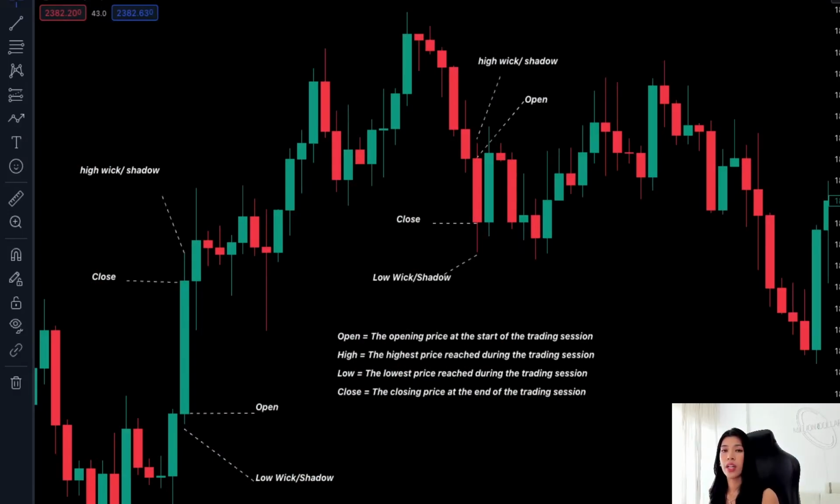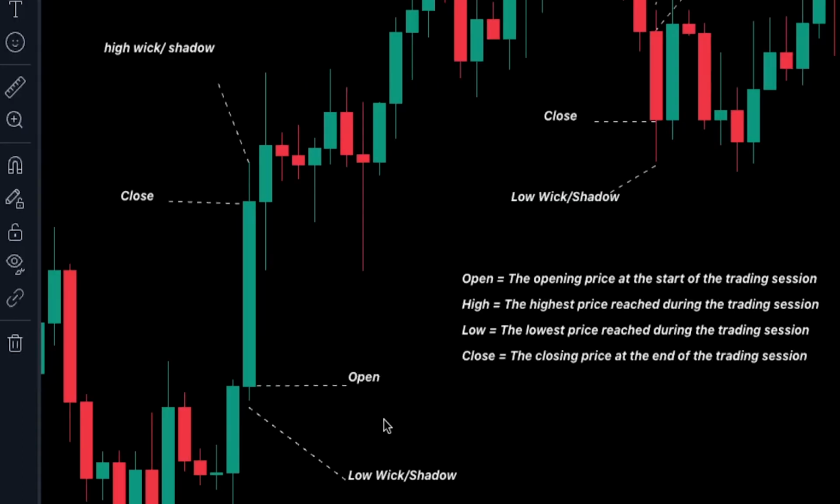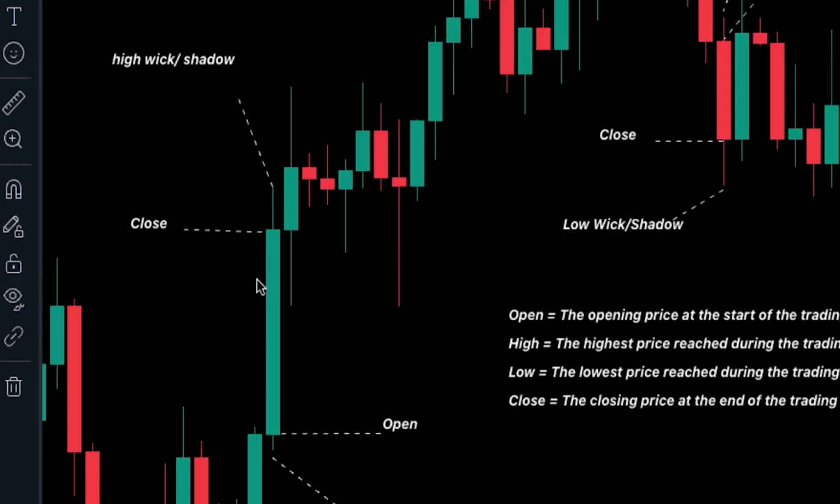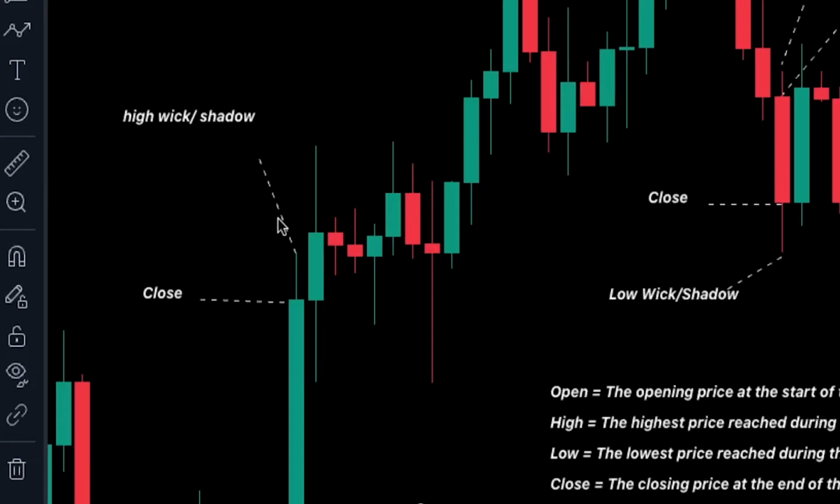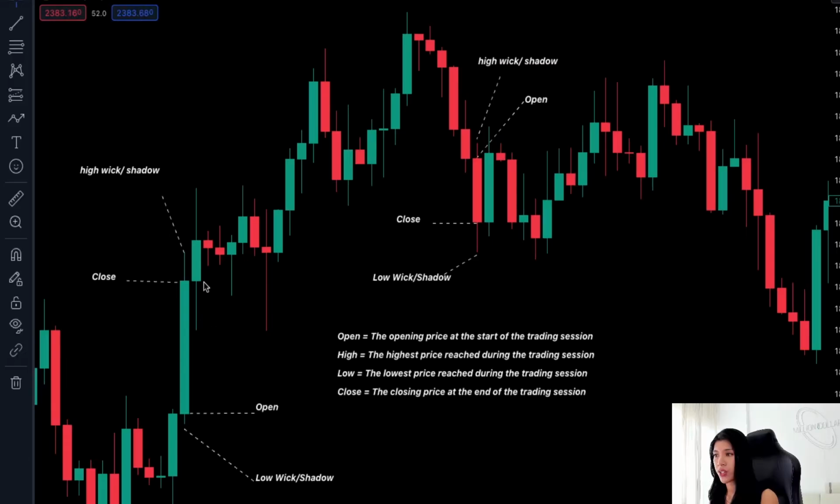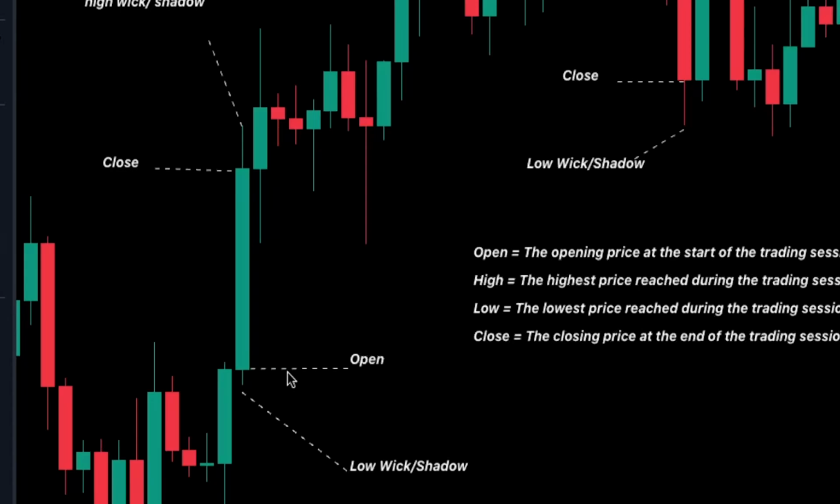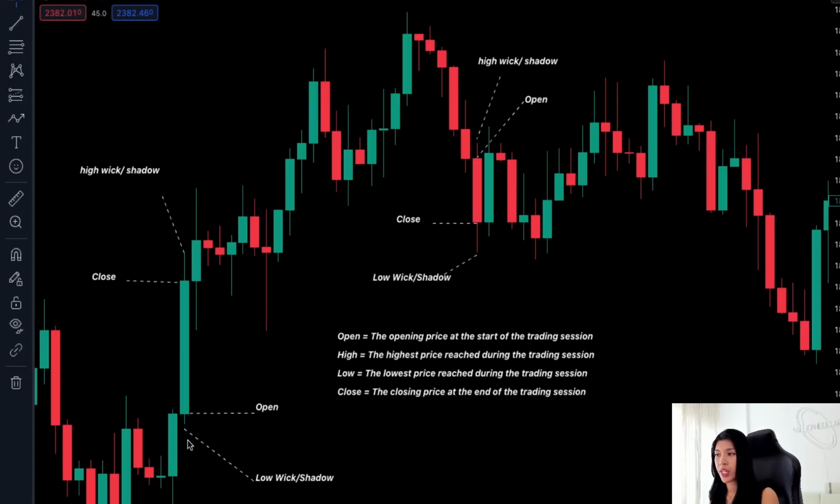Now let's take a look at a real life example of OHLC. When you're looking at a real life chart, you have to remember that those candlesticks are your story. On here you can see that this is a bullish candlestick. What do you see? The first thing is you have to mark that this is your highest wick. This is the closing price of that trading session. This is the opening price for that trading session, and this is the lowest price reached during that trading session.